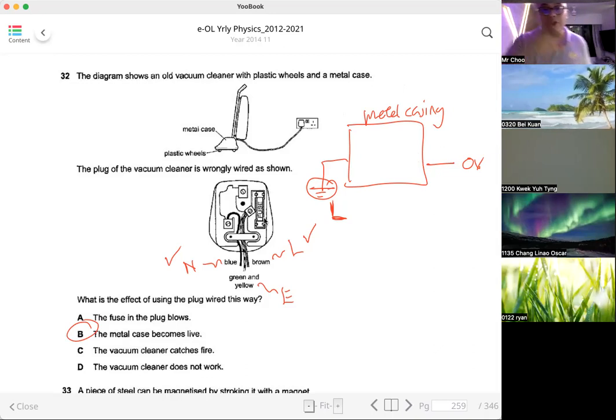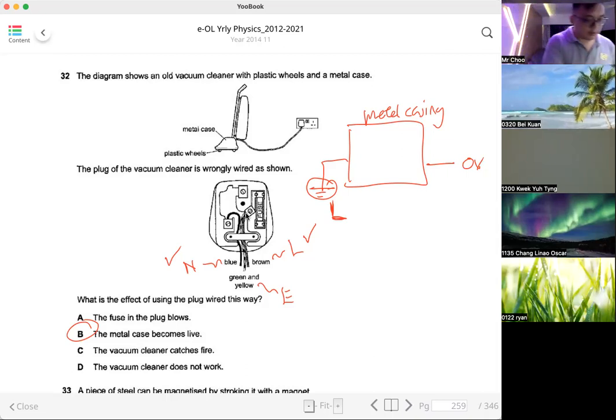But of course, once you touch it, current will flow, right? It might fuse. But for a start, when you connect wrongly like this, you will not fuse immediately. Understand, Oscar? Very good question.